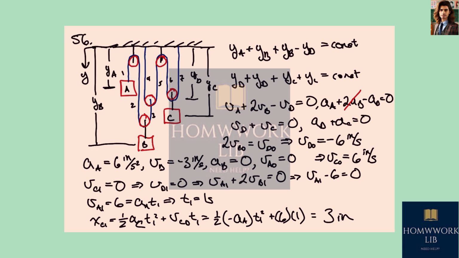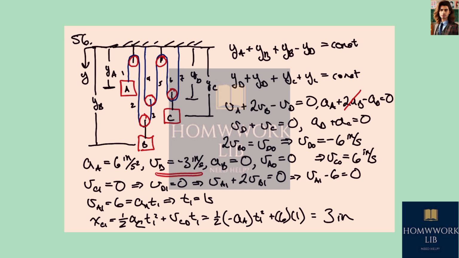Now we're told that A here starts from rest and has a constant acceleration of 6 inches per second squared. So if it starts from rest, it has an initial velocity of 0. So we can use this equation here at t equals 0. And since VA at 0 is 0, we get that VD at 0 is twice VB at 0. So the initial velocity of D is twice the initial velocity of B.